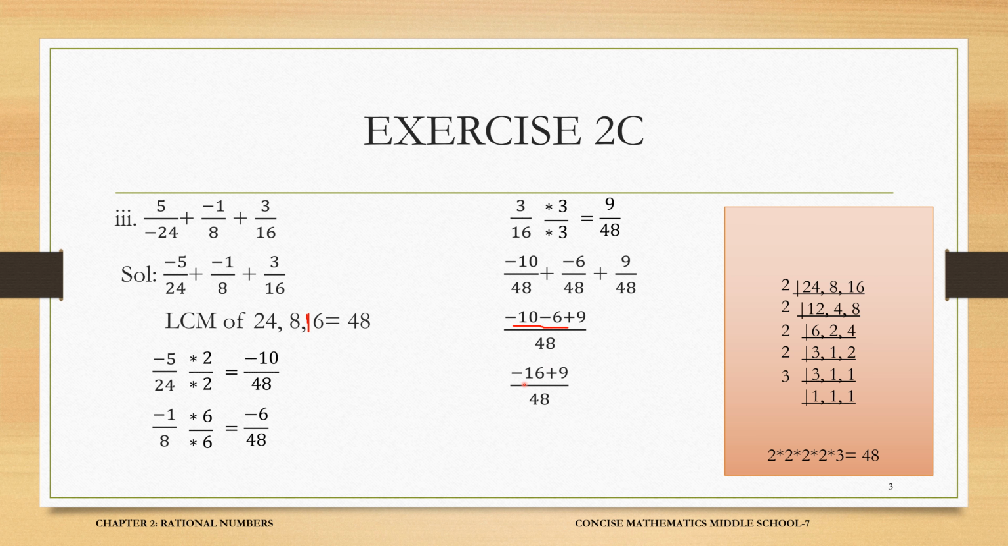Now again one is having negative sign, other is having positive sign. You need to put the sign of minus because 16 is the bigger number when compared to 9. 16 is having minus sign. So put minus sign and subtract it. You will get minus 7 by 48. I hope you understood this. Let's move on.